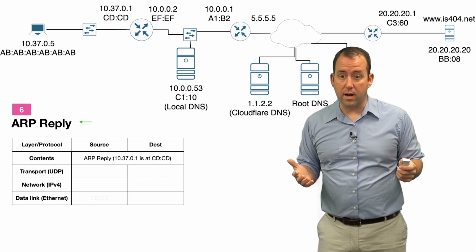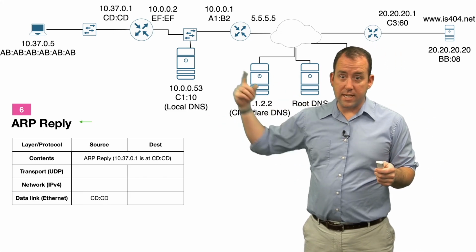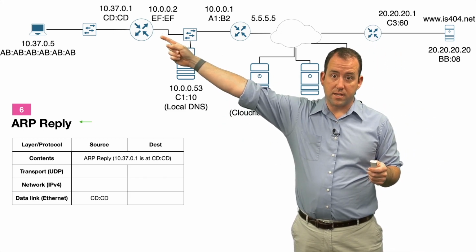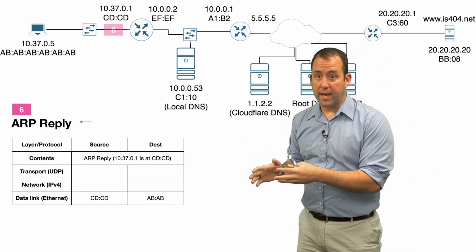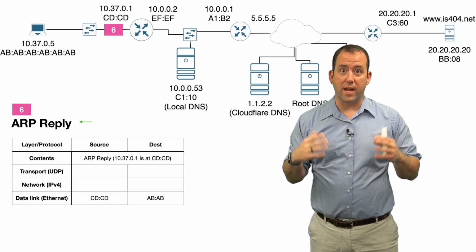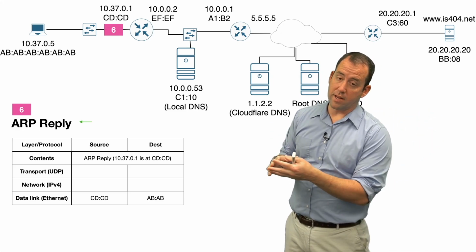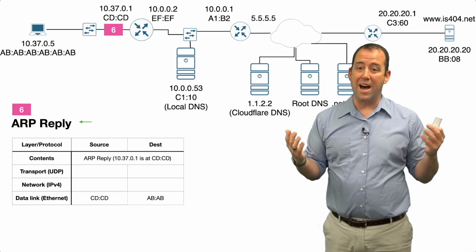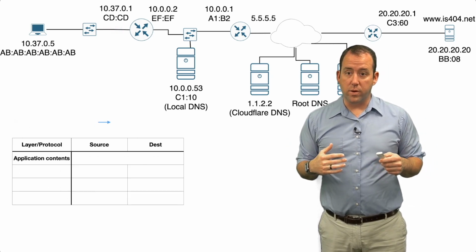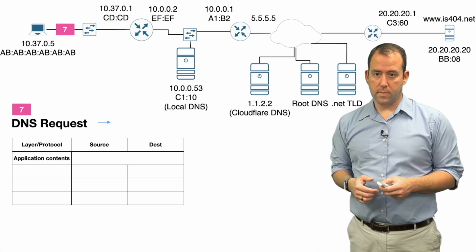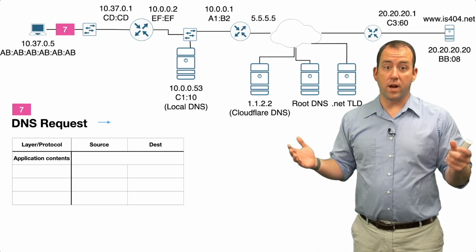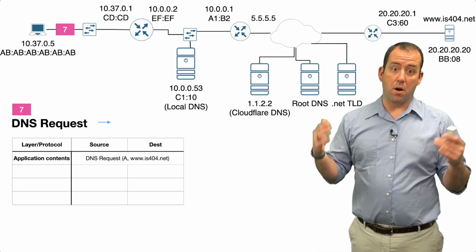but at the data link layer, we've got from CDCD, because that's the MAC address of the router on our local network, and to ABAB. That is our 6th packet. That is where that 6th packet comes from and where it goes. And now we have our MAC address, so we can finally fill out that DNS request.